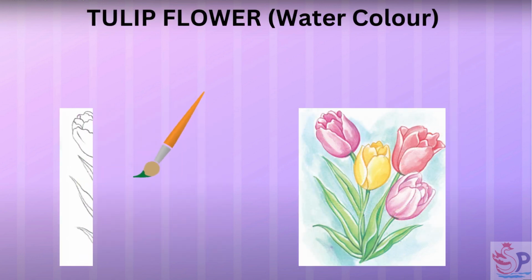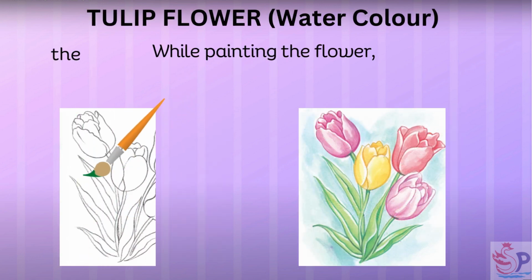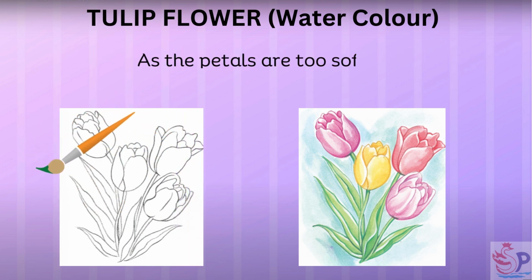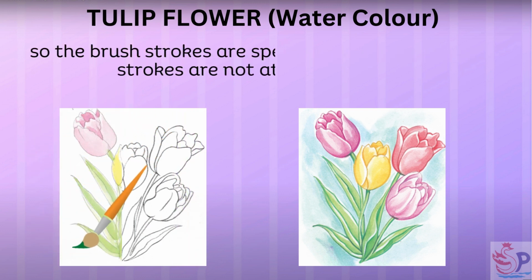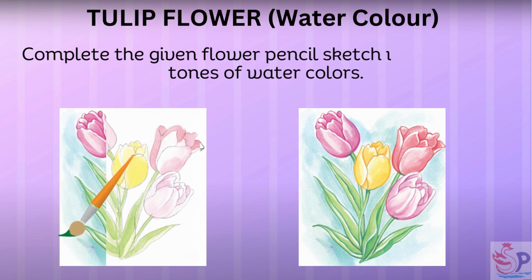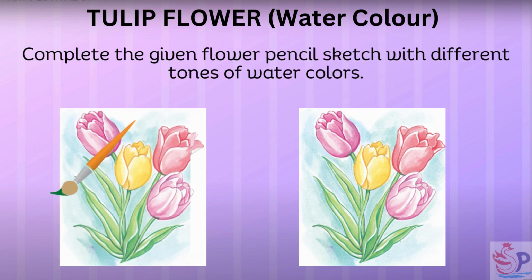Tulip flower, watercolor. While painting the flower, the quality of floral shape must be understood. As the petals are too soft, the brush strokes are specifically to be light. Hard strokes are not at all favorable. Complete the given flower pencil sketch with different tones of watercolors.